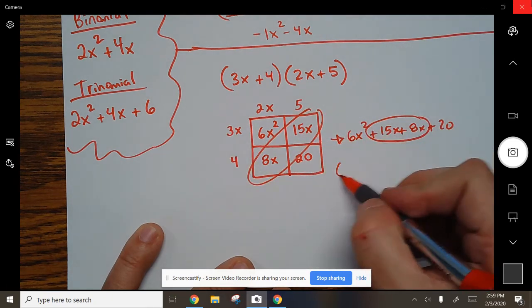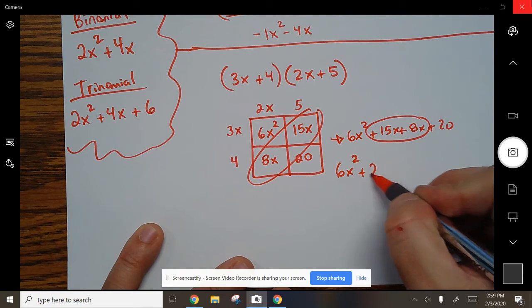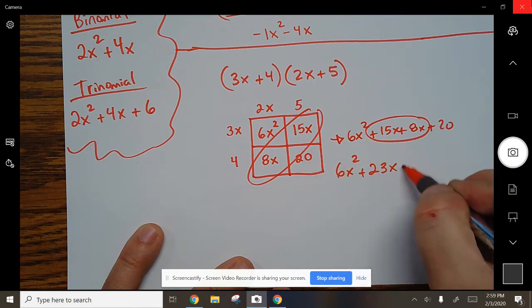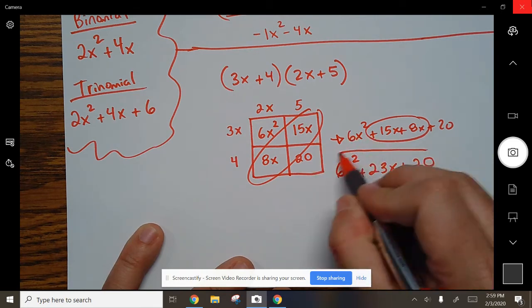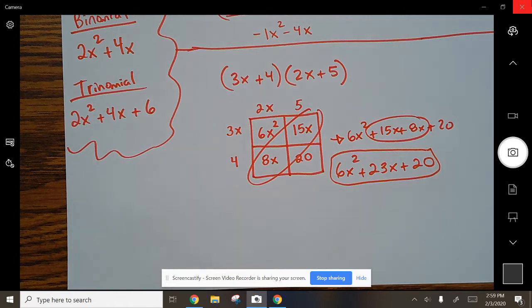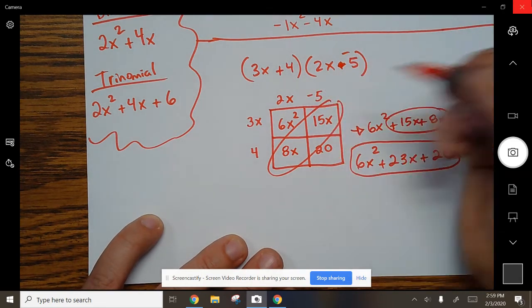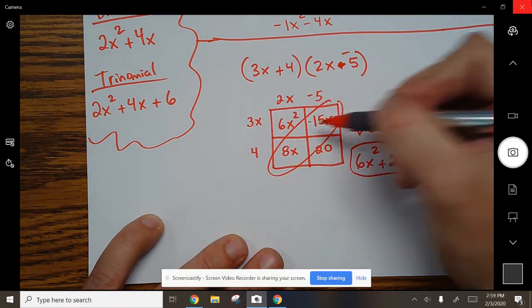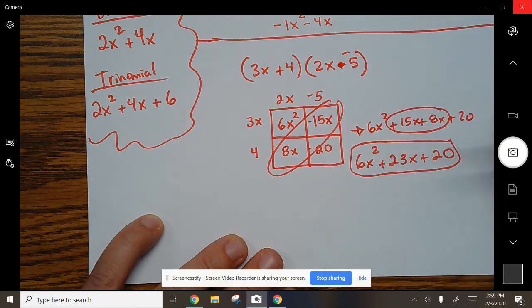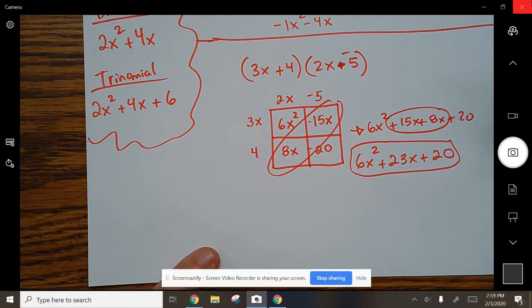So you would add those together, combine like terms, plus 20, that's 23x plus 20. And that's what you would do to multiply. Make sure if this was like a negative 5, this would have been a negative here, and it would have changed this to what? Negative 15 and negative 20. So make sure you understand the negatives when they come into play as well.